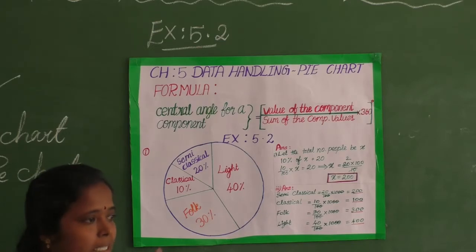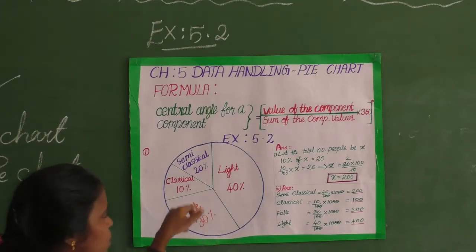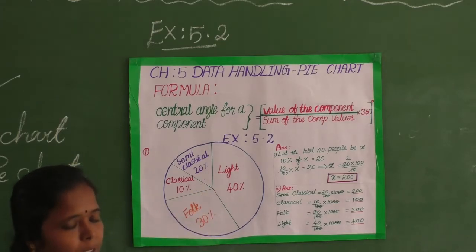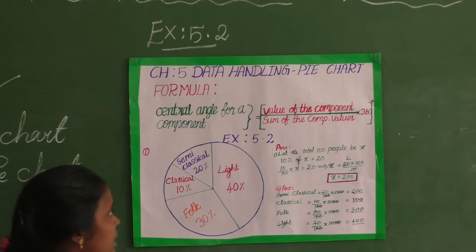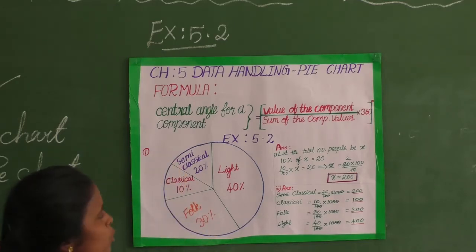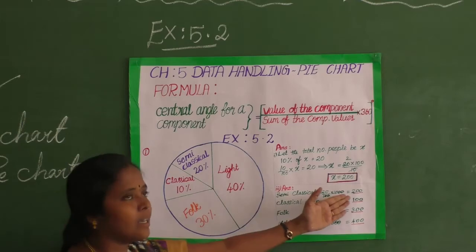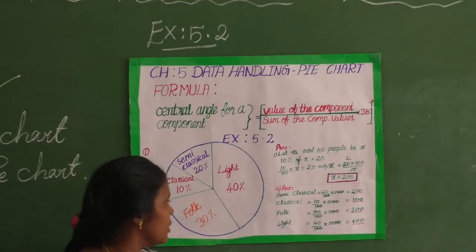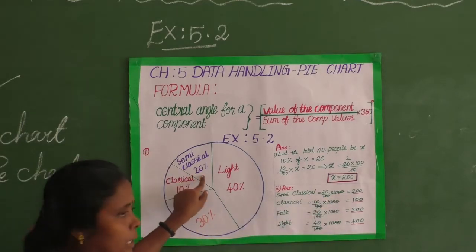That means in each category, in each type of music, how many CDs are to be produced? This is the question. Here in our figure, they have given the percentage for each category, so the percentage should be found in number terms. That's our goal. So semi-classical is 20%.